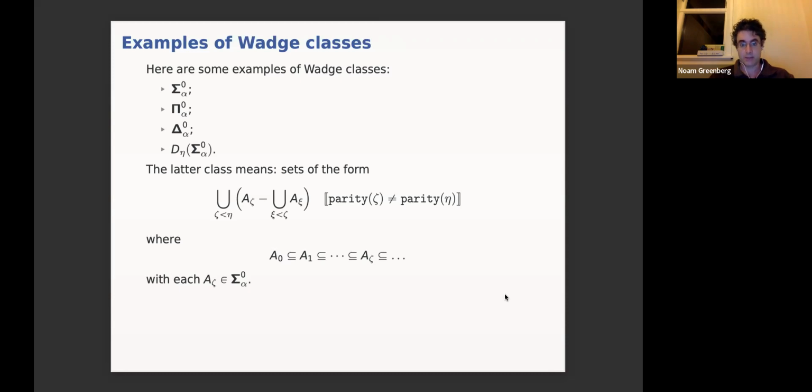So here's a definition of what that means. I take a non-zero ordinal eta, and I take an increasing chain of length eta of sets in the class sigma 0 alpha. And then for every real x, to decide whether it's in or out, I look at the least ordinal zeta such that x is in A zeta, and ask whether the parity of zeta is the same as the parity of eta or not. And according to this answer, I say yes or no.